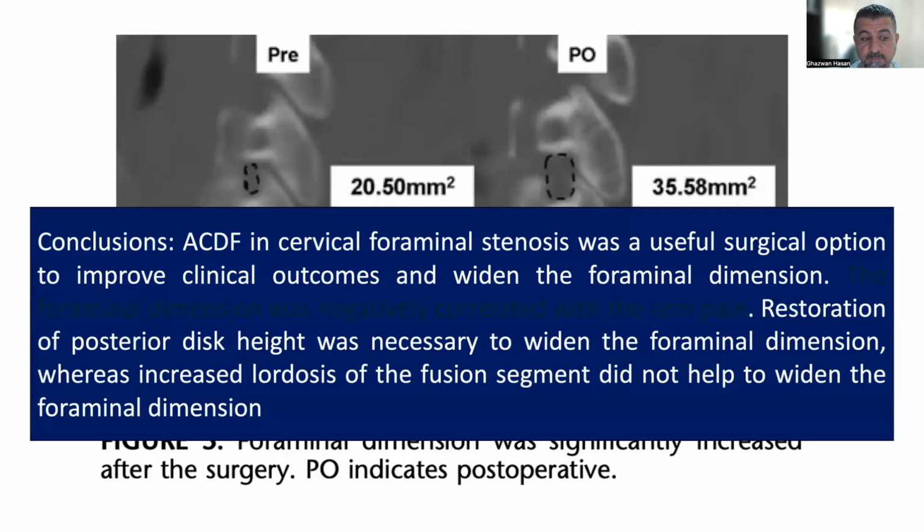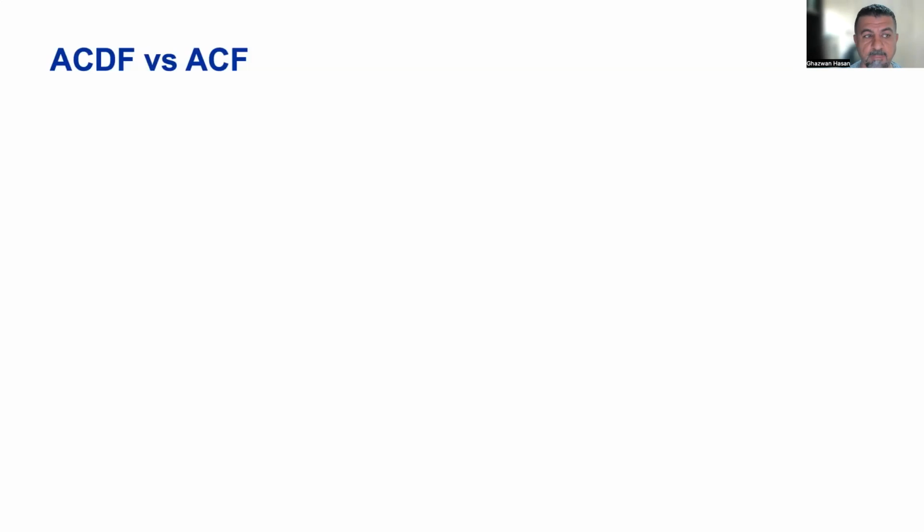The conclusion of this paper, they conclude that ACDF in cervical stenosis is a useful surgical option to improve the clinical outcome and widen the foramen dimension. And also the foraminal dimension was negatively correlated with the pain. And restoration of the posterior disc height was necessary to widen the foraminal dimension, whereas increasing the lordosis and the fusion segment did not help to widen the foraminal dimension. This is a very important point to be mentioned in this paper.